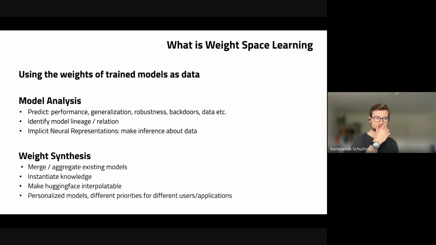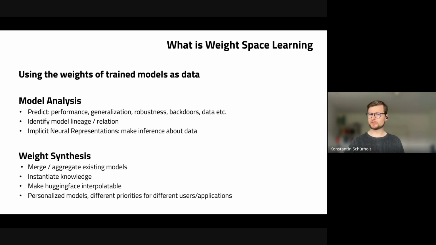You might also want to learn something about model relation. If you have two or more models, how do they relate to each other? Are they similar? Are they dissimilar? Are they maybe in one descendant tree, as one the parent, one the child? This could be interesting, for instance, for IP protection, or for certification, whether or not the model is similar enough that the certification still holds, or something like that.